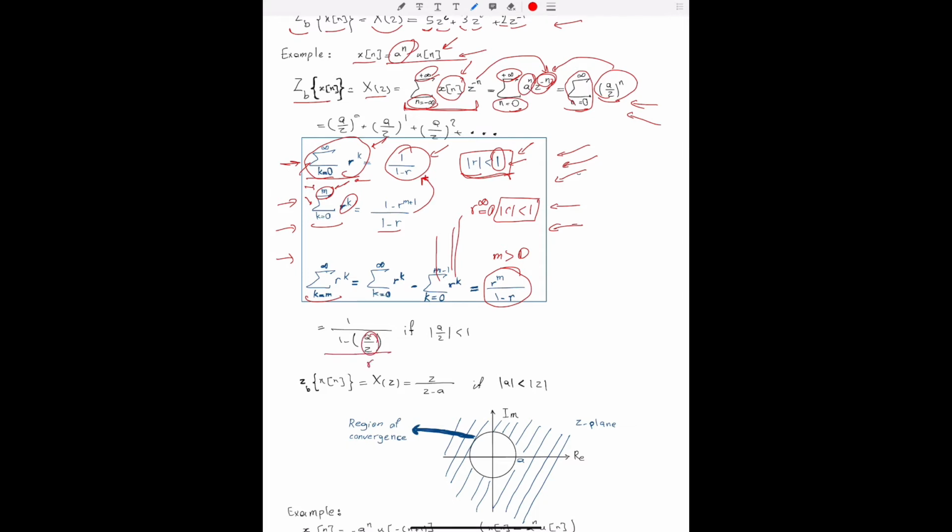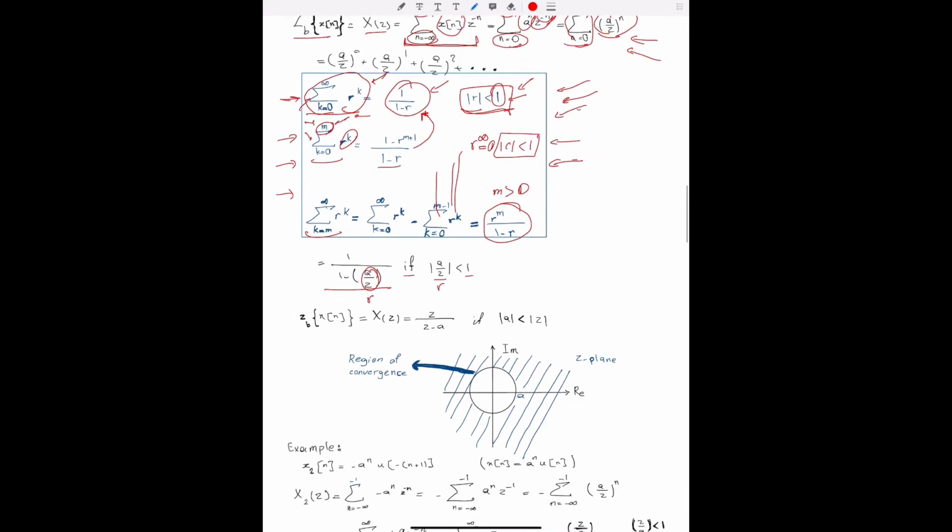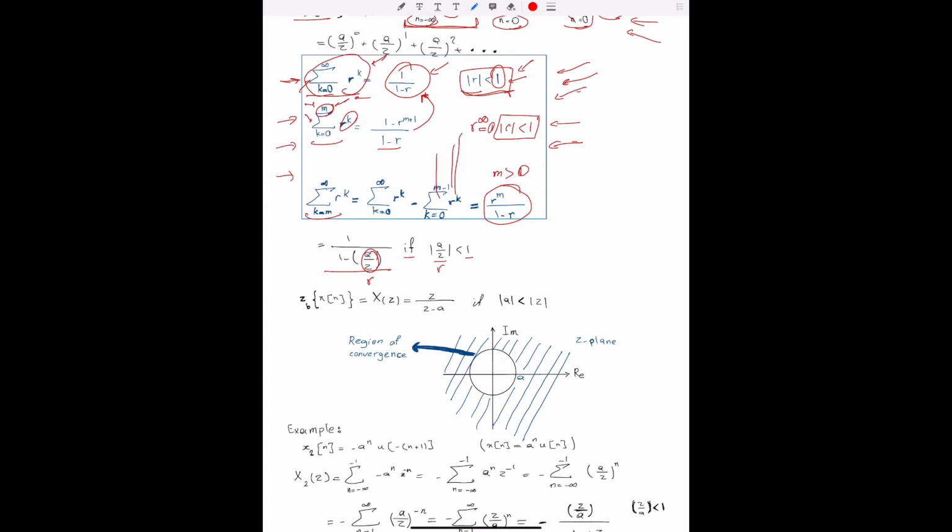A divided by z is the r factor here, right? And if the magnitude of r is less than 1, a divided by z is less than 1. So we can rewrite this as the z transform of x of n is z divided by z minus a if the magnitude of a is less than the magnitude of z. Okay, so this is important. So this is the region of convergence for us.